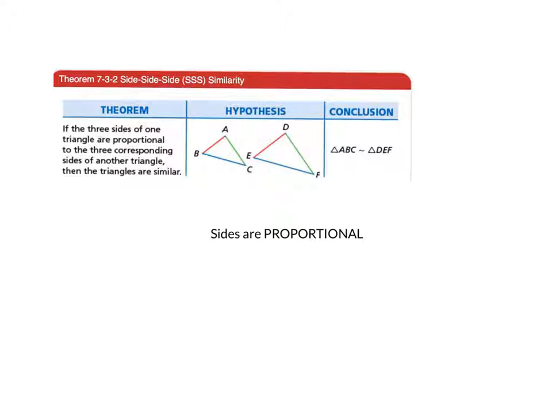So for side, side, side, remember this is different than when we had congruent triangles. For side, side, side in terms of similarity, the sides are proportional. And I wrote that down here for you. In order for the figures to be similar, the sides have to be proportional. So if you have all three sides being proportional, you can automatically say that the triangles are going to be similar.